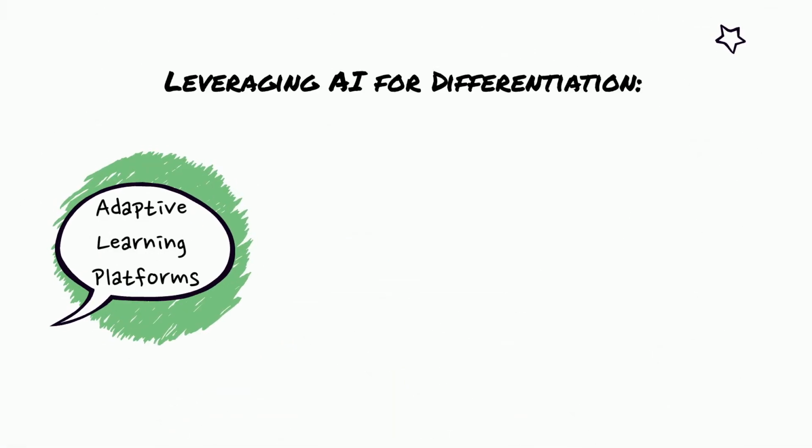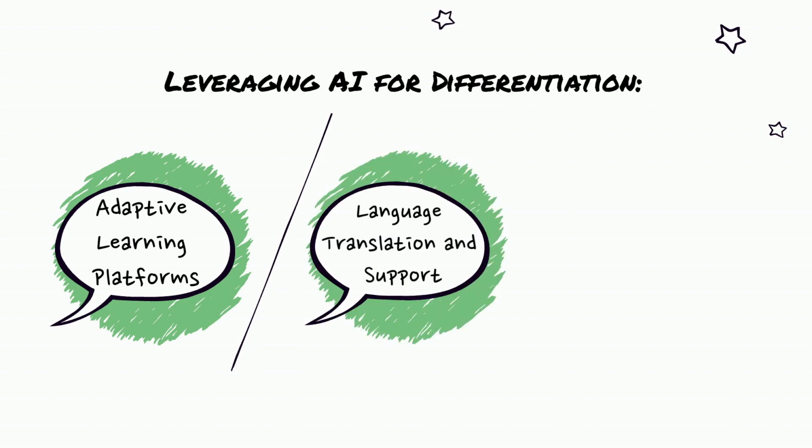Leveraging AI for differentiation. Adaptive learning platforms. AI-powered platforms can assess each student's language proficiency and learning style. They can then provide personalized lessons and resources to meet their specific needs.